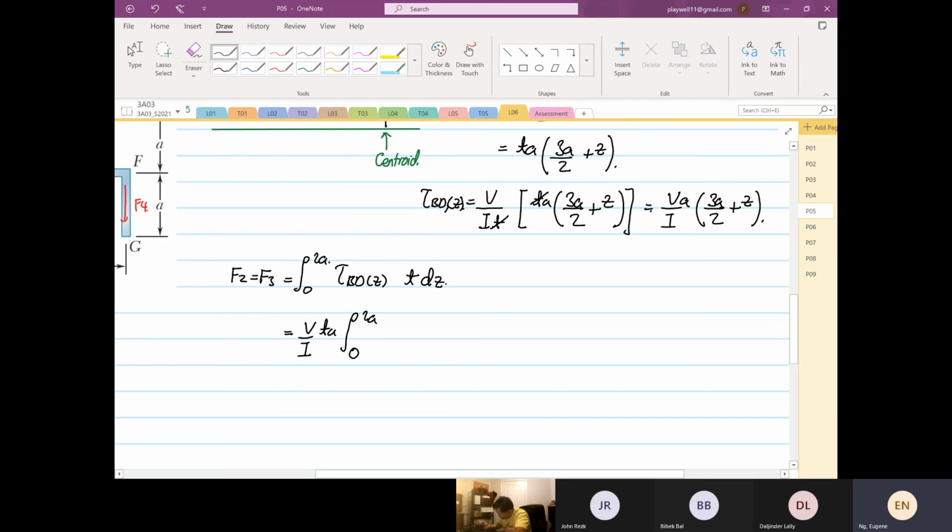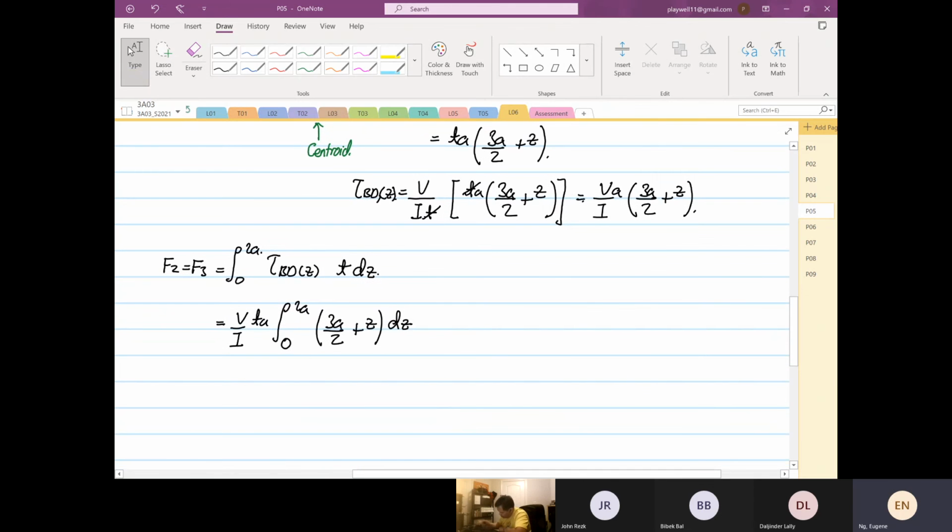Then we have 3a over 2 plus by Z, and then dz. Okay, right. So integrating, let me write this better. Right, so 0 to a, is equal to 3a over 2 plus by Z, dz. So this is equal to V TA over I, right? So will be equal to 3az over 2 plus by 3az z squared over 2. Okay, limits covered is 0 to 2a.